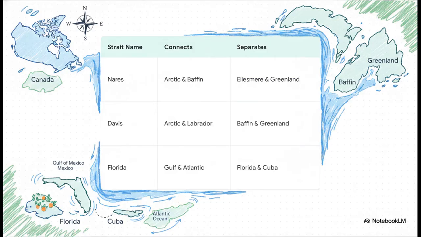These gateways essentially tear land masses apart. Take the Davis Strait, for example. It's actually the widest strait in the entire world, and it sits there separating Baffin Island from Greenland. Then, much farther south, you've got the Florida Strait, neatly slicing between Florida and Cuba, acting as the ultimate turnstile for water flowing from the Gulf of Mexico right out into the open Atlantic.